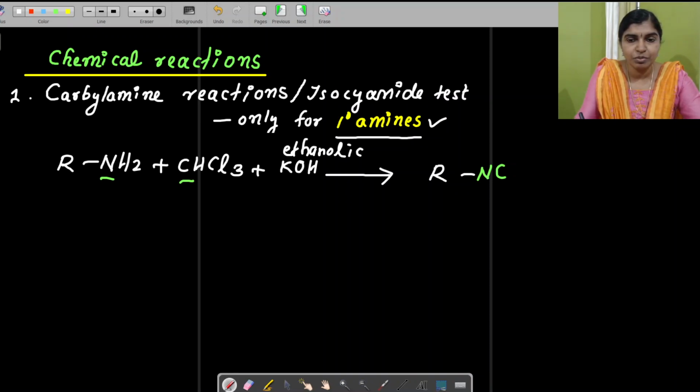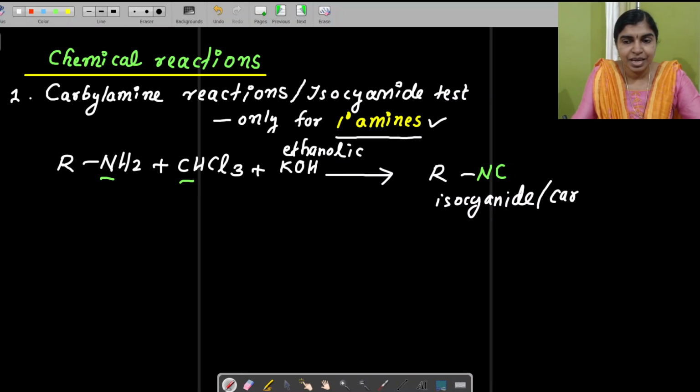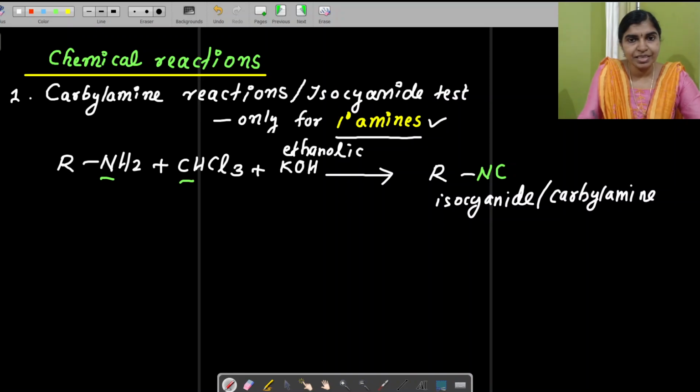What is the name of the compound? This is isocyanide. Another name is carbylamine. That is why the test is called the isocyanide test. So what is the reason for the name isocyanide test? Isocyanide is the product here.